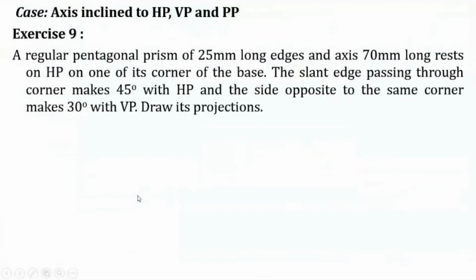Now we move on to the projection, the actual drawing, how to draw it. The first step: at first we draw the XY line. Then we draw the pentagonal shape, keeping one of the base edges perpendicular to XY. This is kept perpendicular to XY so that one of the corners is towards the right end, so that when we rotate it, the pentagonal prism can rest on one of its corners.